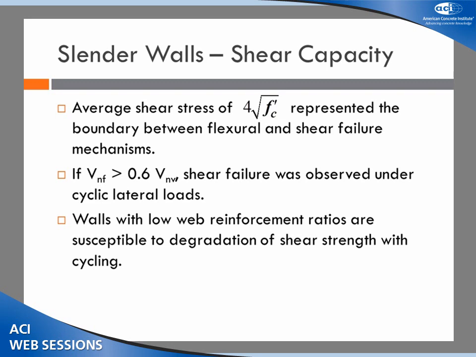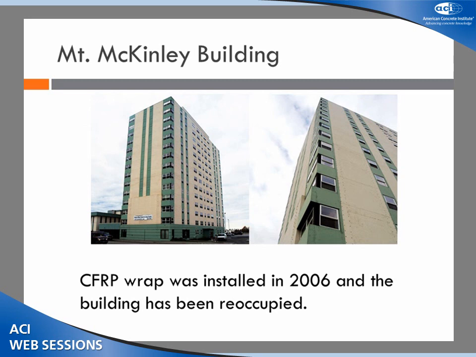If your flexural capacity exceeded about 60% of the shear capacity, you were very likely to have a shear failure under these cyclic loads. And if you had a really low wall reinforcement ratio, you're susceptible to degradation of shear strength as the cycling continued. So this was an extremely comprehensive set of tests, and as I mentioned, I think it did set the tone for the design of structural walls in the ACI code for many years. I would like to end by giving you an update on the Mount McKinley building.